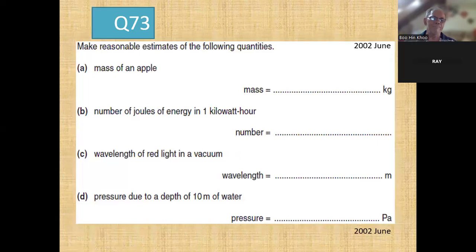Okay, question 73. Make a reasonable estimate of the following quantities. Mass of apple. Just think of the volume of water, same as the volume of the apple, 0.25 kg. They give you a range. There's no one answer. Number of joule in 1 kilowatt hour. Either you memorize it or work it out.